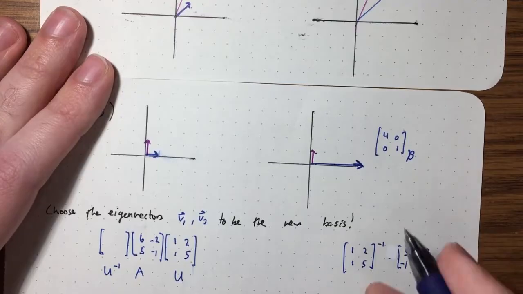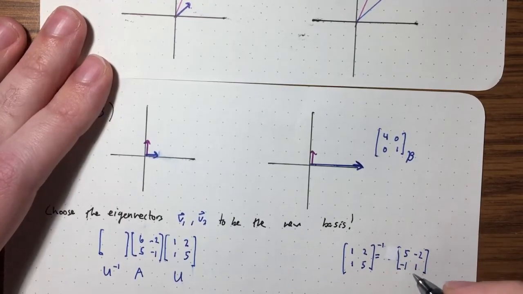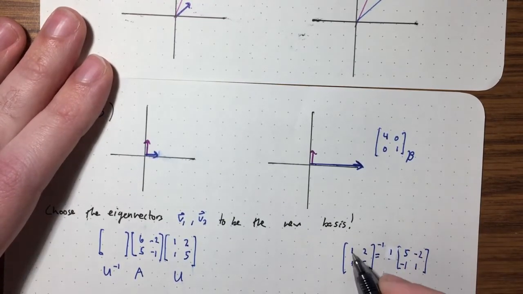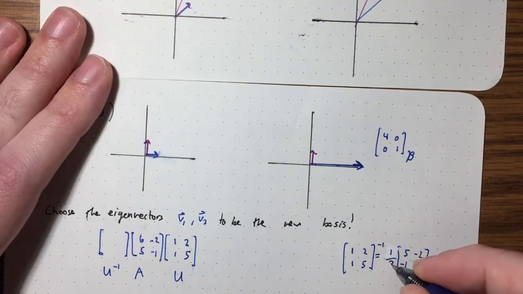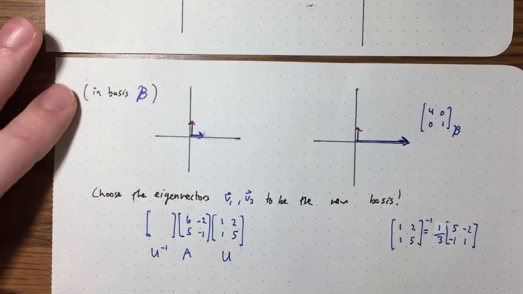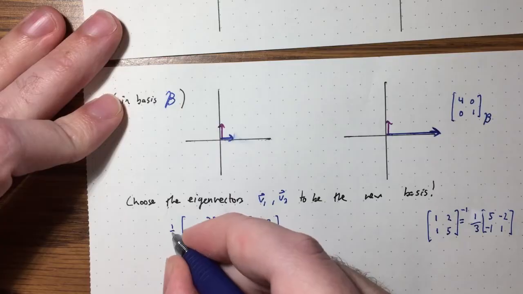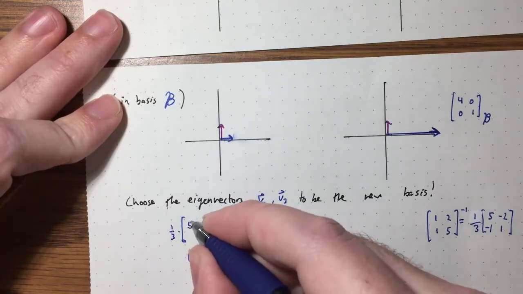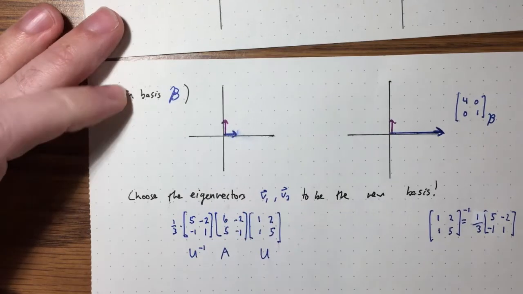I have to divide by AD minus BC. So I have to have 1 over the determinant, 5 minus 2, which is 3. So that's my inverse matrix. So my matrix U inverse is 1/3 times 5, -2, -1, 1, if I did that right.